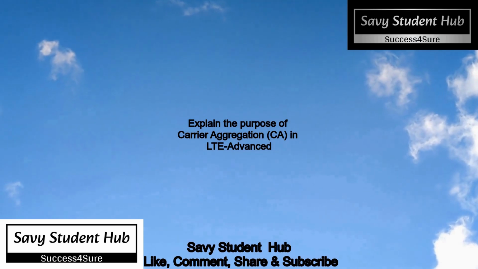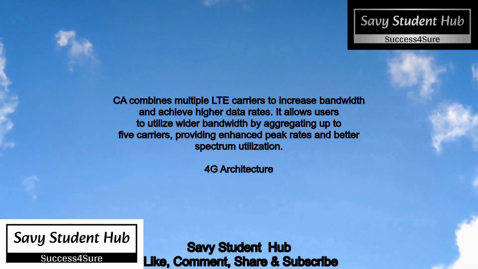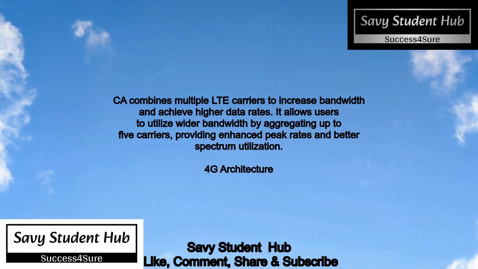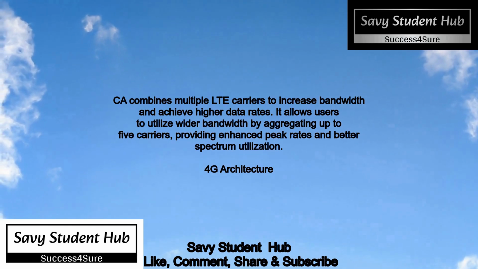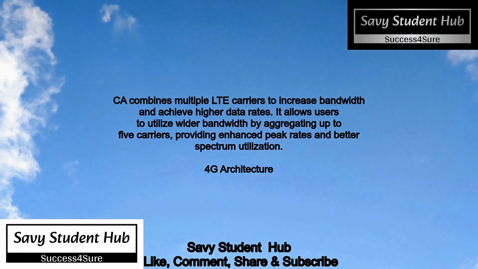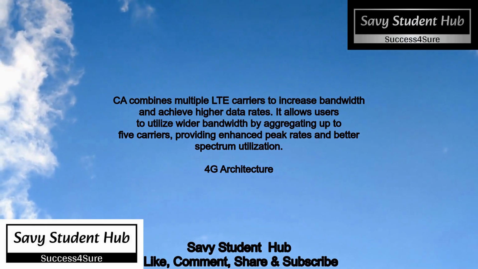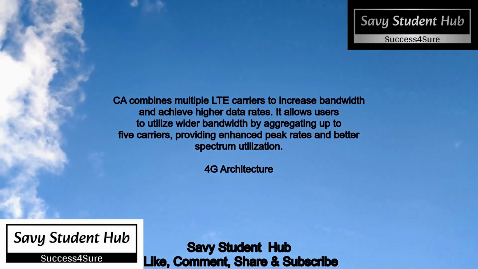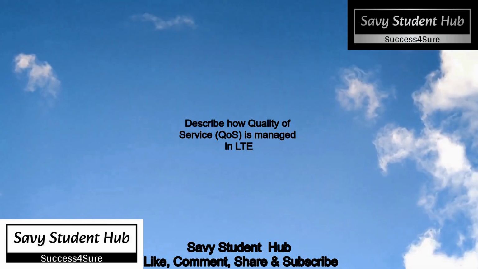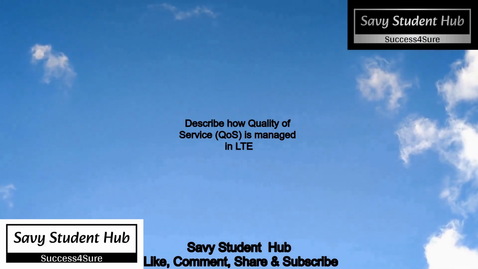CA combines multiple LTE carriers to increase bandwidth and achieve higher data rates. It allows users to utilize wider bandwidth by aggregating up to 5 carriers, providing enhanced peak rates and better spectrum utilization. Describe how quality of service, QoS, is managed in LTE.